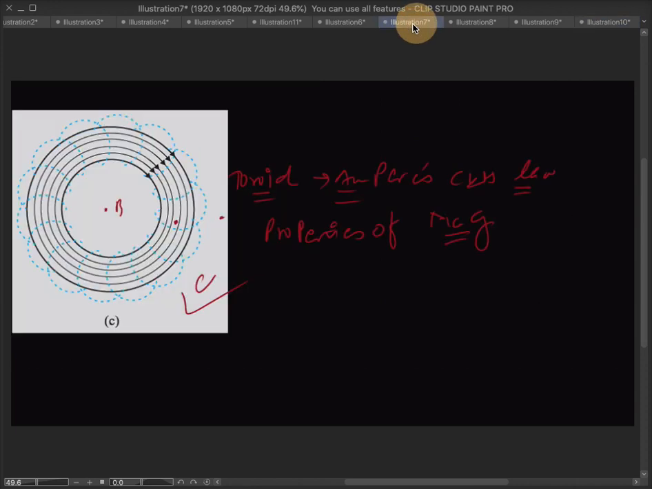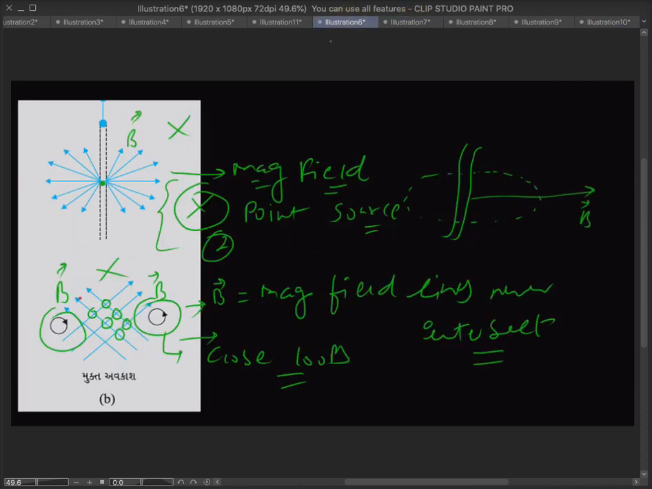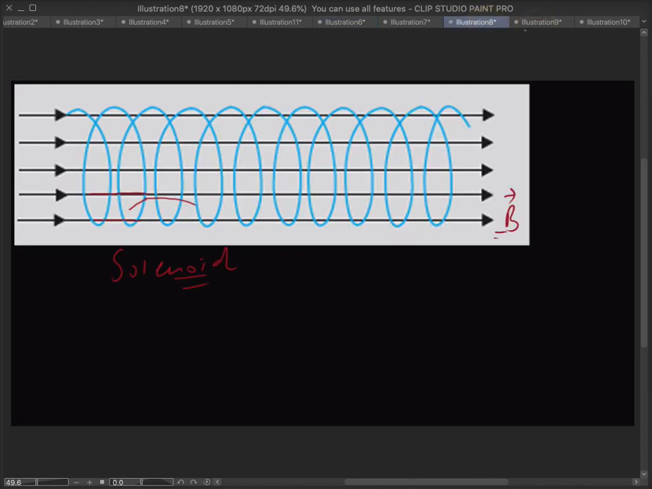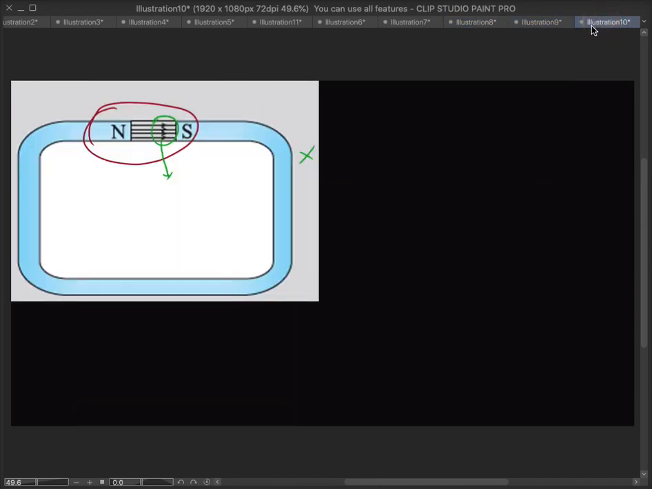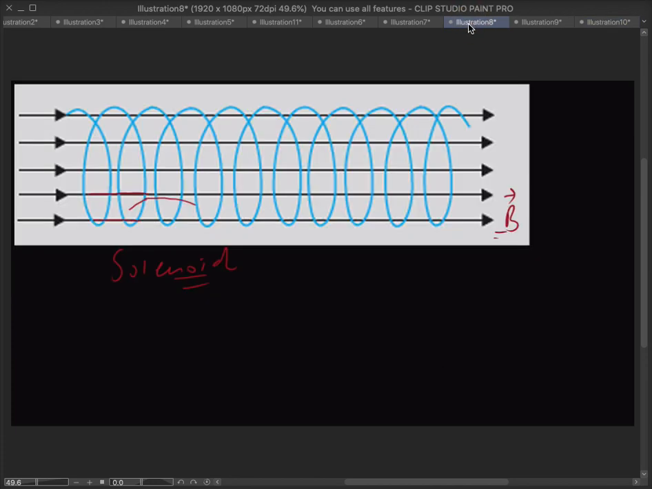So you can see that there are different types of examples in front of you. You can say whether each one is fulfilling the condition or not. It has been defined by its property of a magnetic field or point source, or whether they are intersecting or forming closed loops. So it is an ideal way to recollect all your knowledge of the properties of magnetic fields whenever you solve such types of examples.